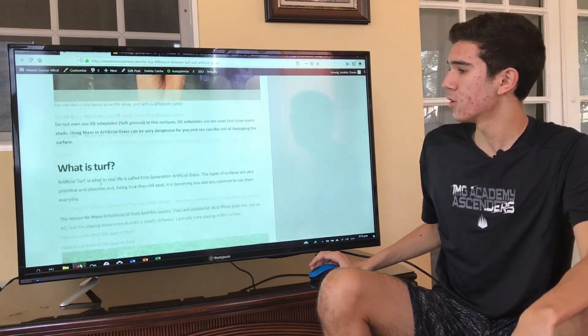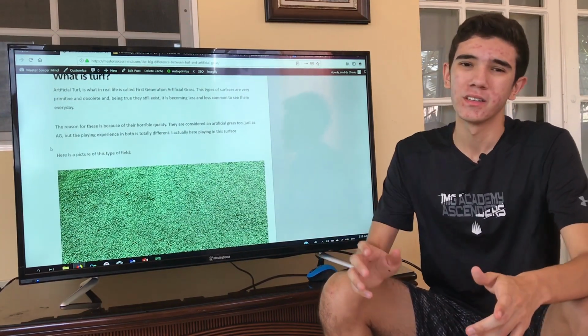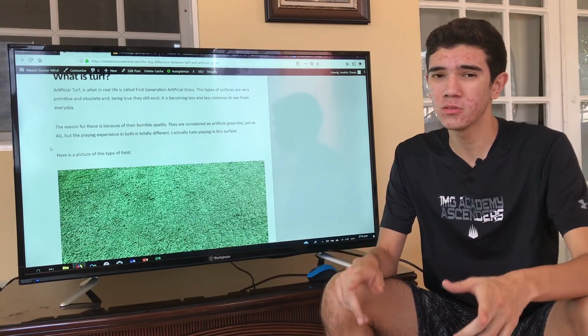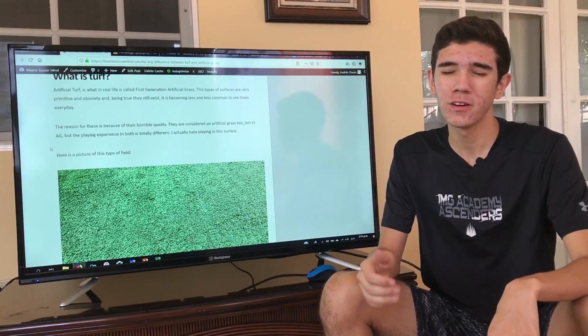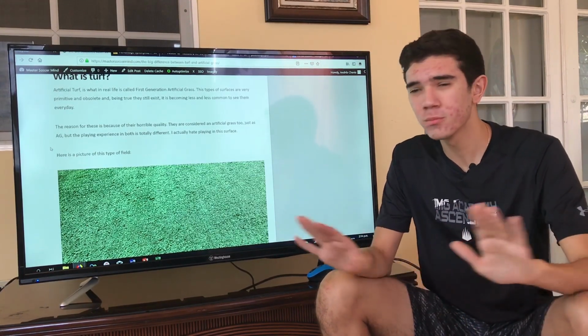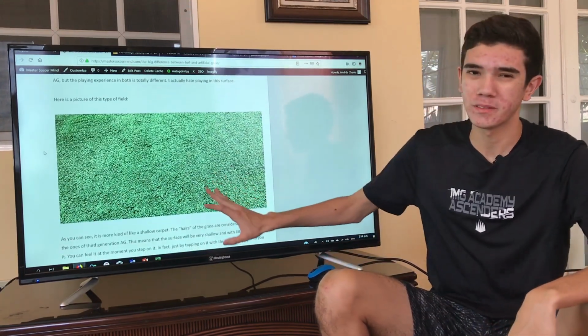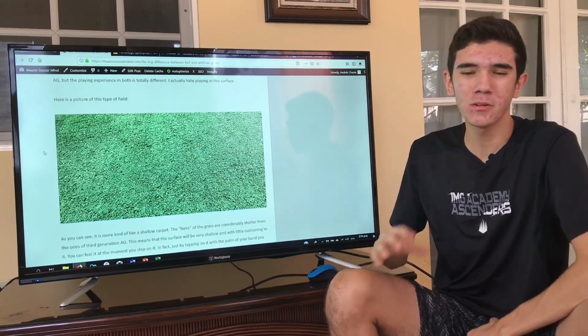Okay, so now what is turf? Basically, turf is what we call 1st generation artificial grass. It's also an artificial grass, just like AG, just that turf is of horrible quality. Basically, turf is just like a carpet. You can see a picture here. I don't know how to even describe it.